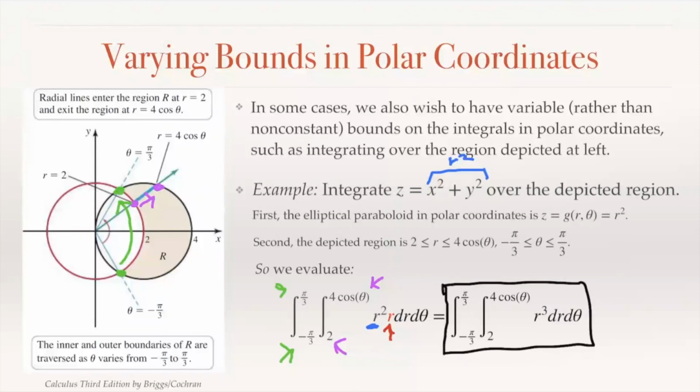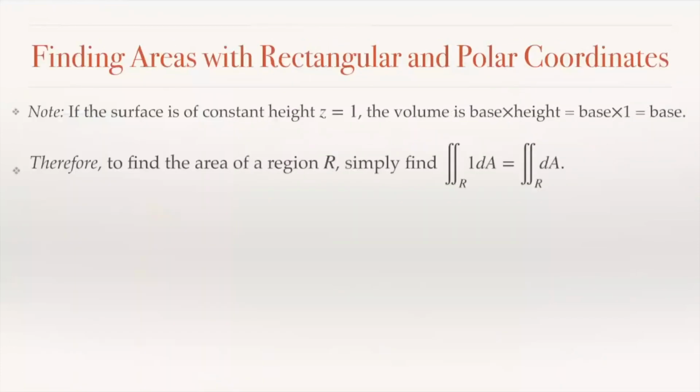And that's really a calculus 2 exercise. The important part is the setup. Now, one final and important note that we'll be using a lot actually is that we can find areas with rectangular and polar coordinates slickly in the following way with double integrals. Note that if the surface above your region R is of constant height 1, then the volume of that surface would be the base times height, which is the base times 1, which would just be the base.